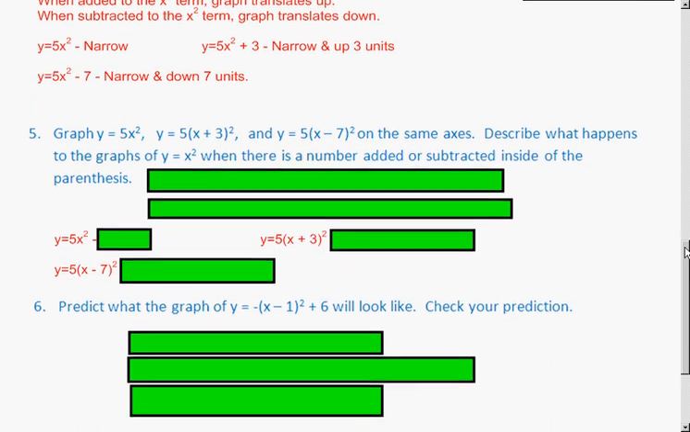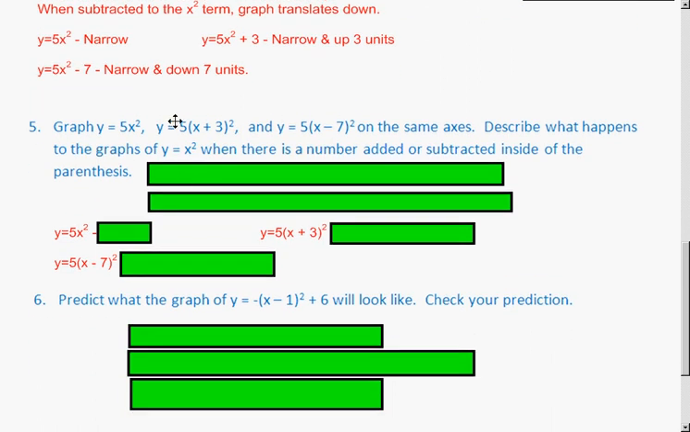Moving on to question 5 here. A few more that we're going to plug in. Remember, we're comparing to y equals x squared. Well, we can already make that comparison here. When you multiply by 5, the graph is narrow. Notice we don't have x squared. We have a set of parentheses. So we want to determine what happens when you add and subtract inside a set of parentheses.